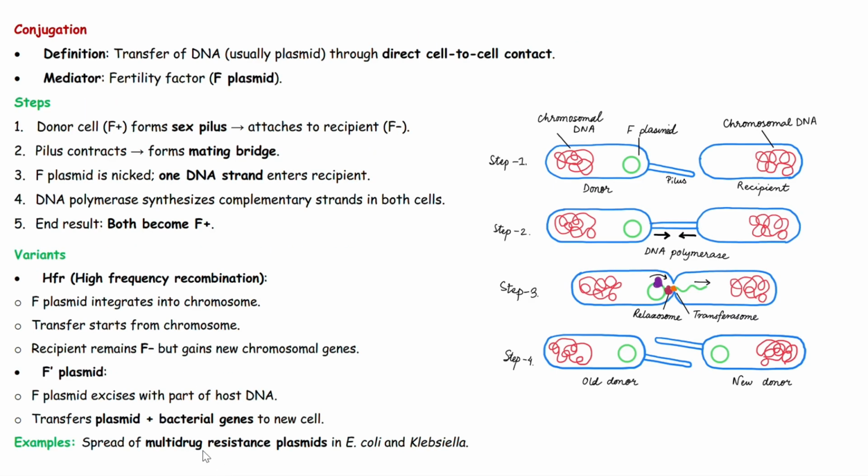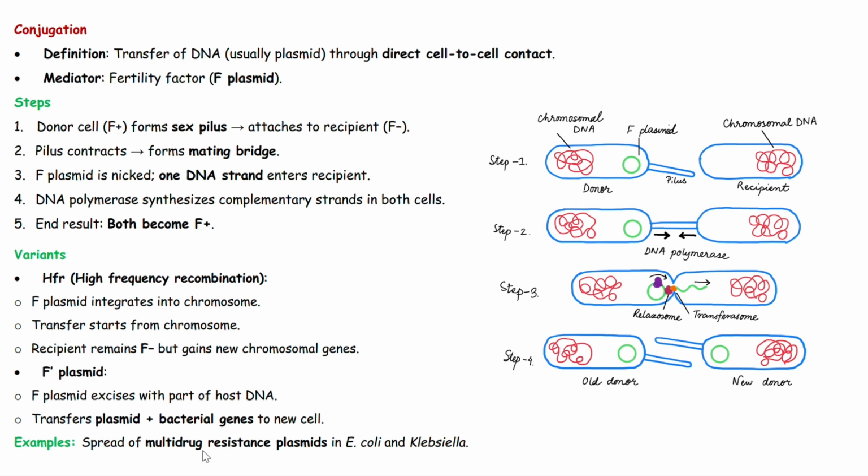Now let's talk about conjugation. So conjugation is often called bacterial mating, but it's not sexual reproduction. Instead, it's the direct transfer of DNA from one bacterial cell to another. Here is how it works. A donor cell called F plus carries a special piece of DNA called the F plasmid. This plasmid has the genes to form a thin bridge-like structure called a pilus. The pilus reaches out and connects to the recipient cell known as F minus, which does not have the plasmid.